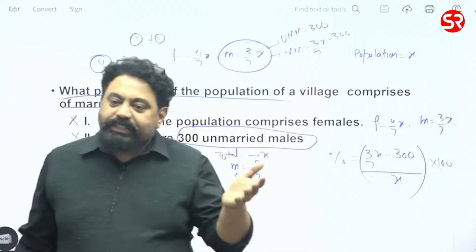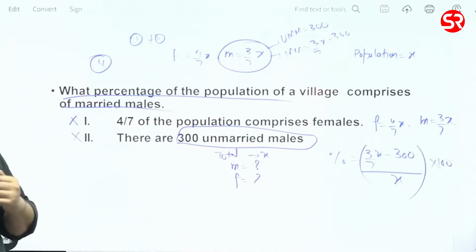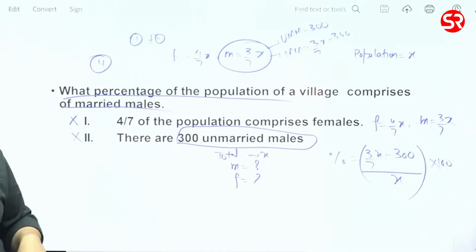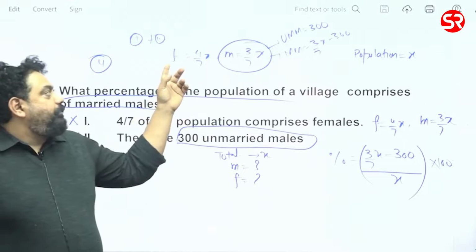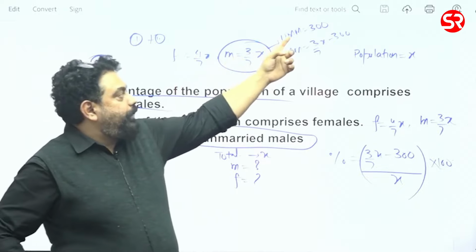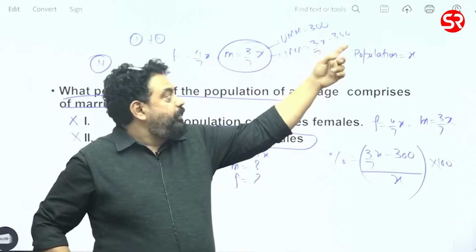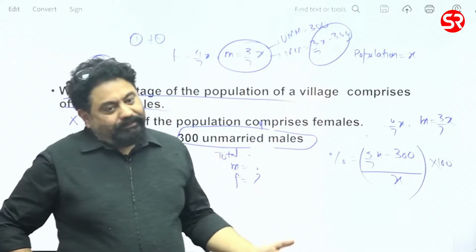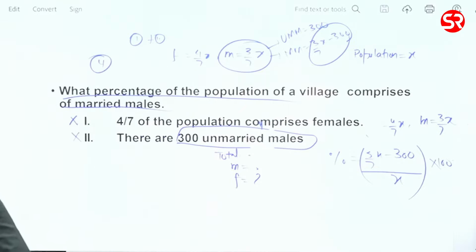First is not giving you answer. Second statement says there are 300 unmarried males. Now, if there are 300 unmarried males, how many are married is not given to us. What is the total population not given to us? Statement 2 alone is not sufficient. If I mix them together, I get females as 4 by 7 times x, males as 3 by 7 times x. Isme se unmarried males are 300. So, married males would be 3 by 7 times x minus 300. If you want to find total percentage would be this, which cannot give us answer because x is not known. So, you can write total population is not known.